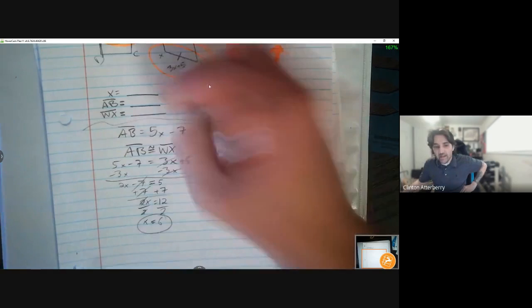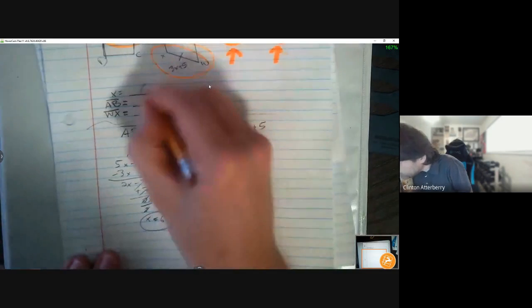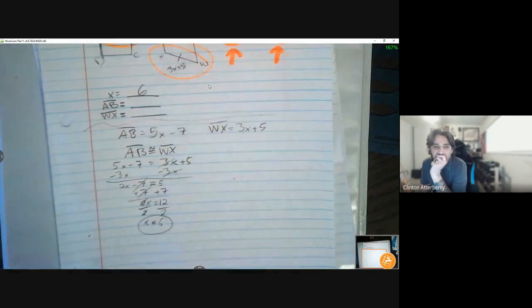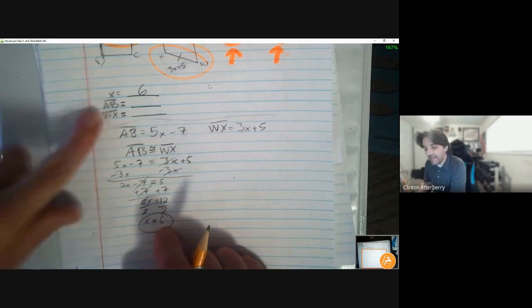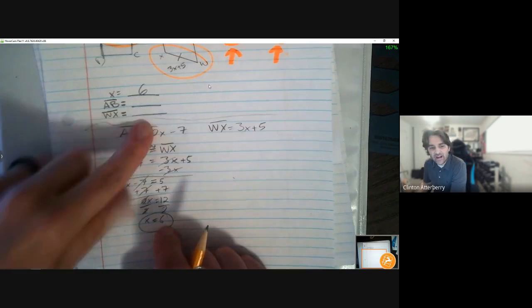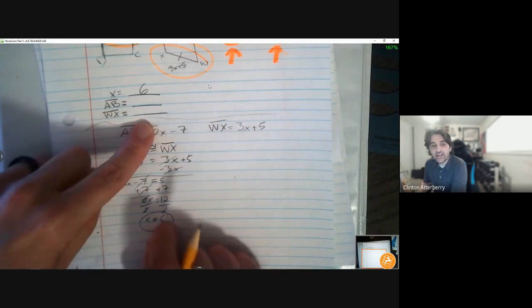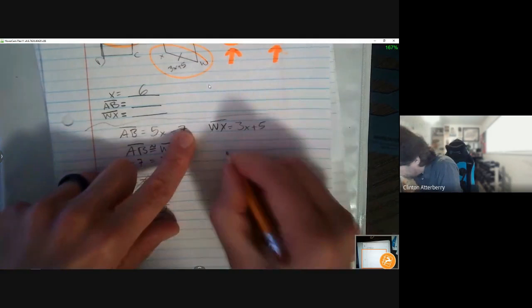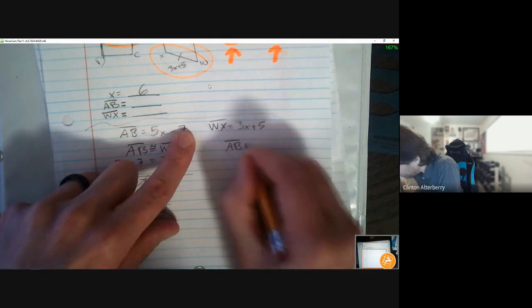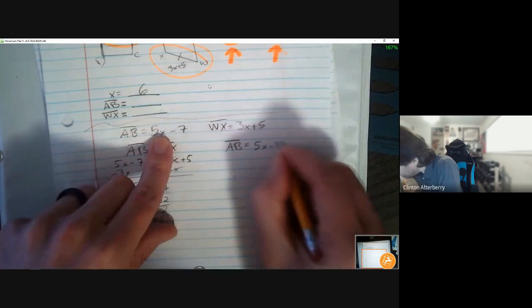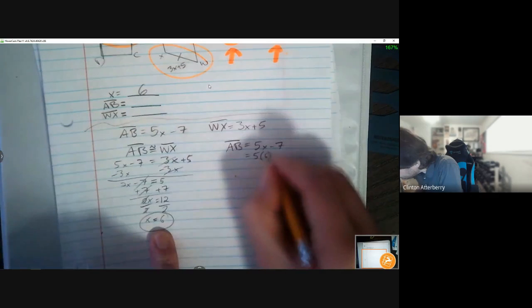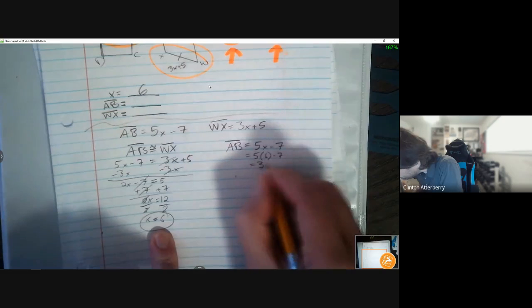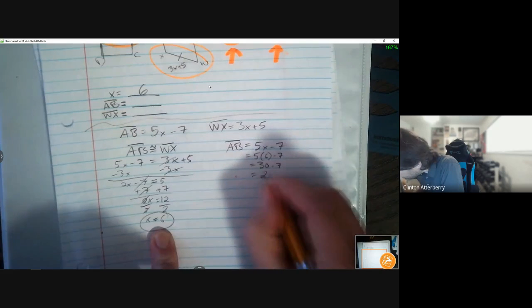So that answered one of the three parts of the question. I got one piece of information. Well, they want us to find AB. We know that AB is 5 times x, which is 6, and then subtract 7. So AB is 5x minus 7, however, x equals 6. Therefore, we get 23.